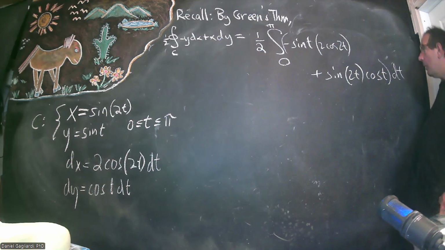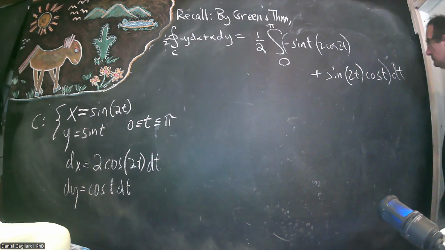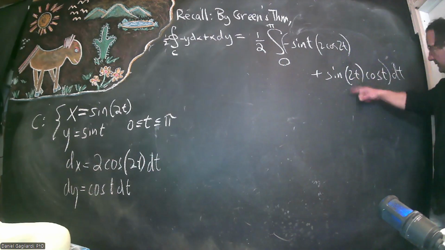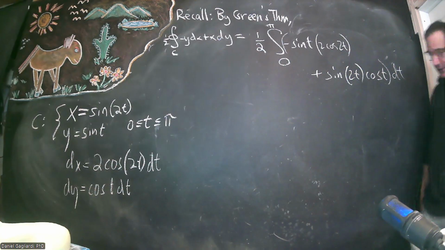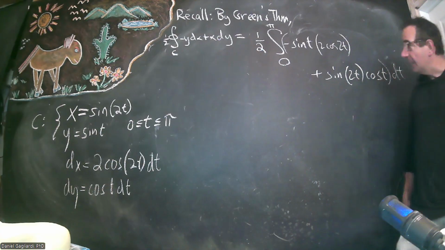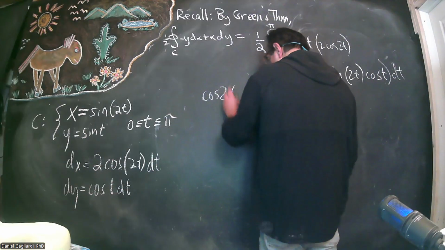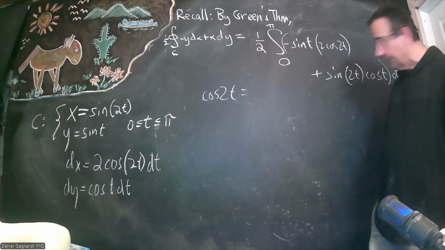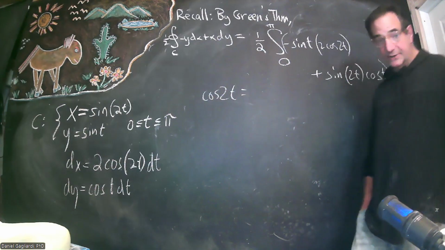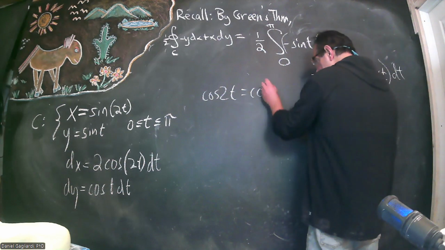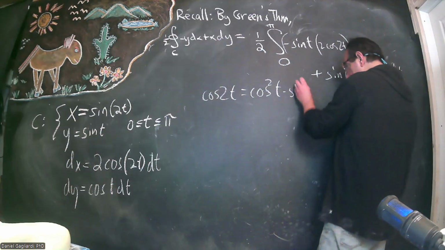Well, one thing we can do is use trig identities to take these cosine of 2t and sine of 2t and write them in terms of sine and cosine, and then maybe some nice things will happen. We'll see. Recall that cosine of 2t has three identities. One of them is cosine squared t minus sine squared t. So why don't we go with that one?